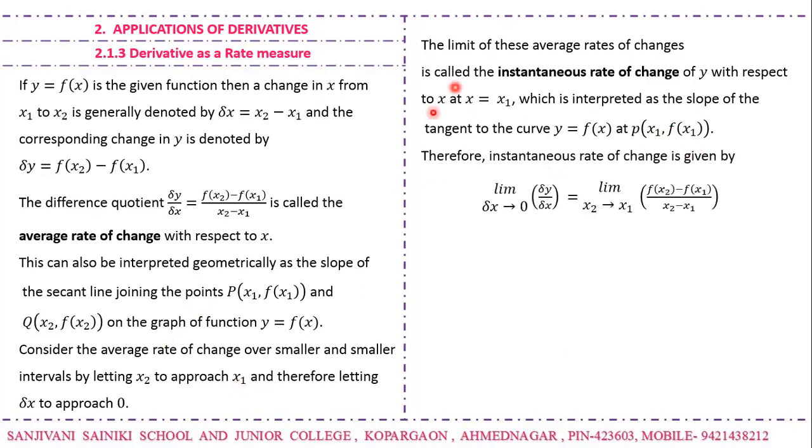So forget all this, just keep in mind the limit of delta y by delta x as delta x tends to 0, that is the limit of f of x2 minus f of x1 upon x2 minus x1 as x2 tends to x1. We recognize this limit as the derivative of f of x at x is equal to x1.